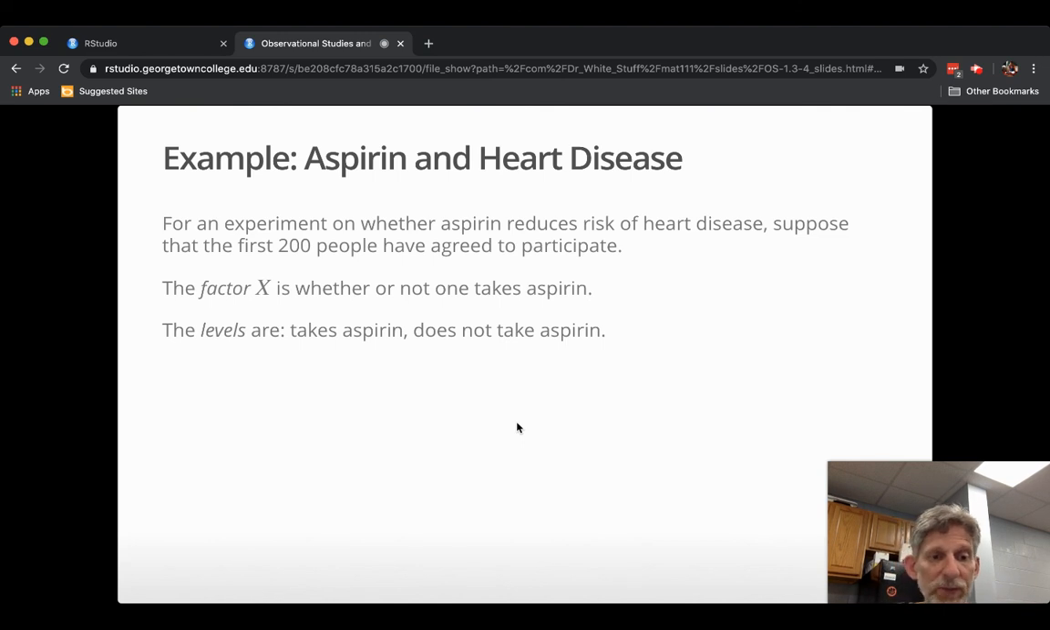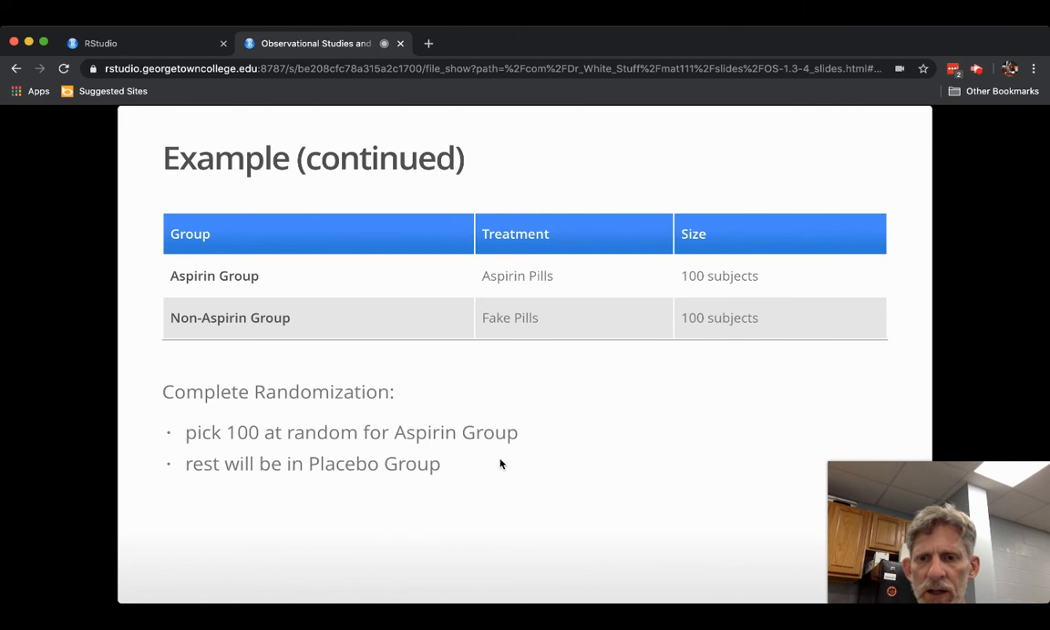So you're going to divide the people into two groups. And in one group, the people in that group are going to have to take aspirin every day for some period of time. And the other group, people will not take aspirin for some period of time. So those are the two levels, the two possible values of the explanatory variable. And if you do this completely randomized design, then you're going to end up with the two treatment groups that could have 100 subjects in each group.